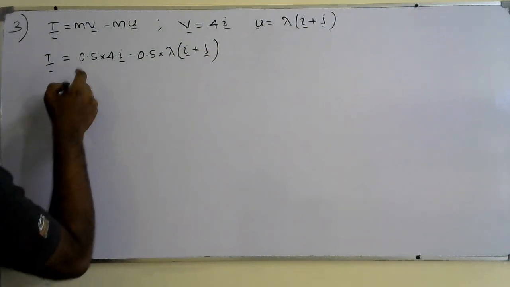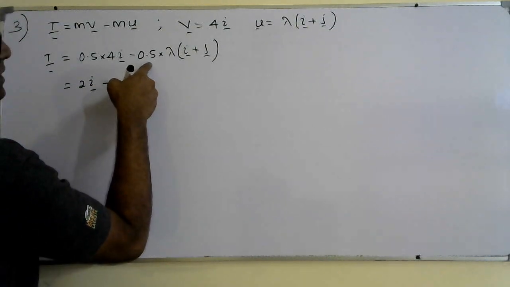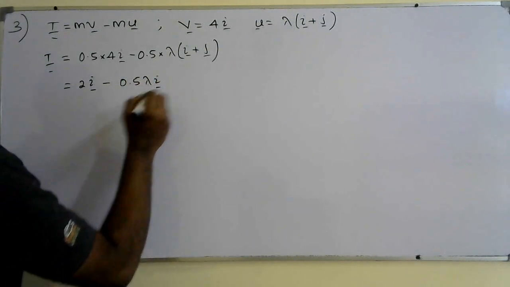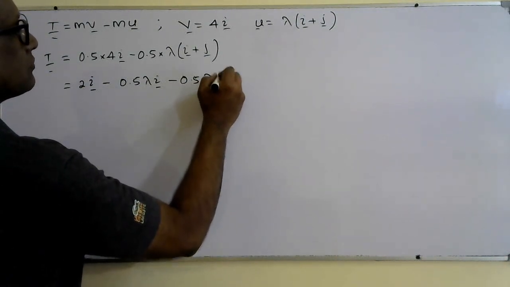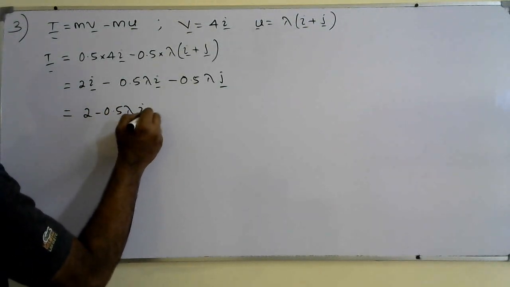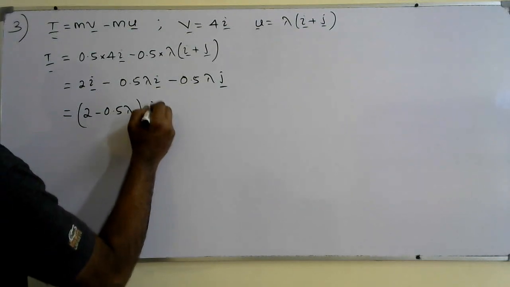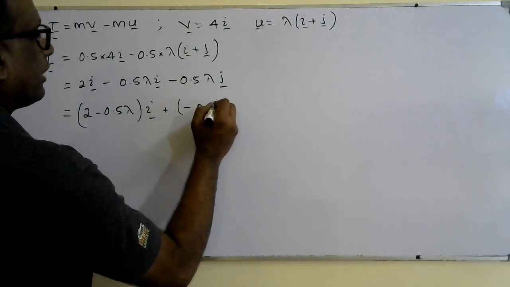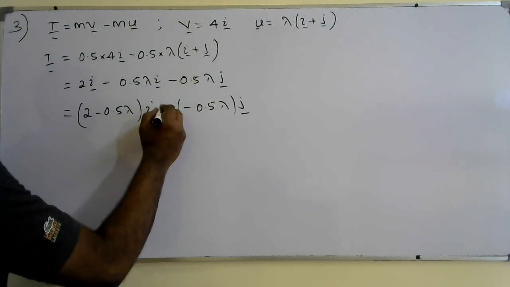We'll solve it. So it's going to be 2i minus 0.5 lambda i minus 0.5 lambda j. So that's going to be (2 minus 0.5 lambda) i minus 0.5 lambda j, right? Or you can put a minus here, no problem, that's not an issue.